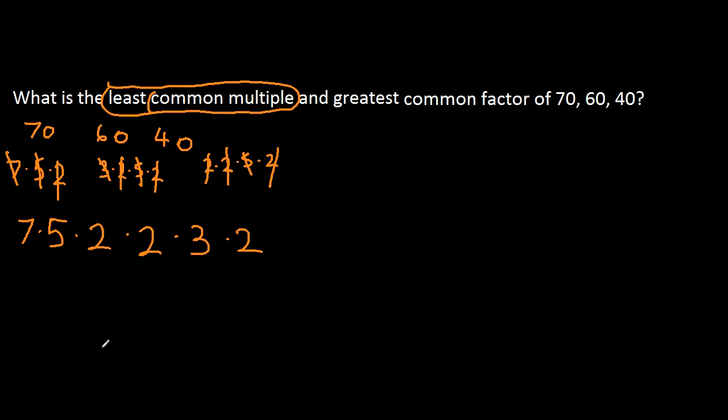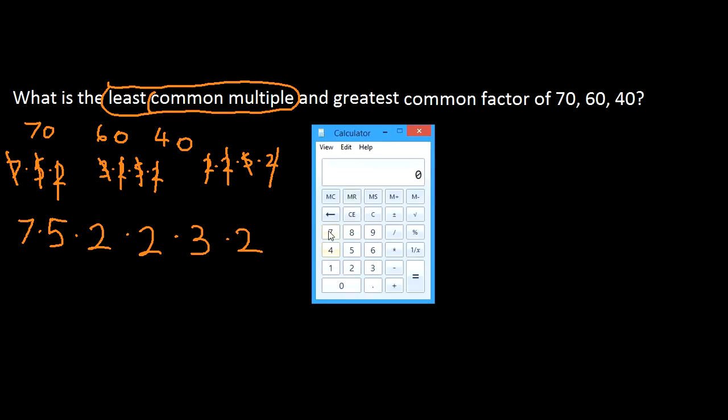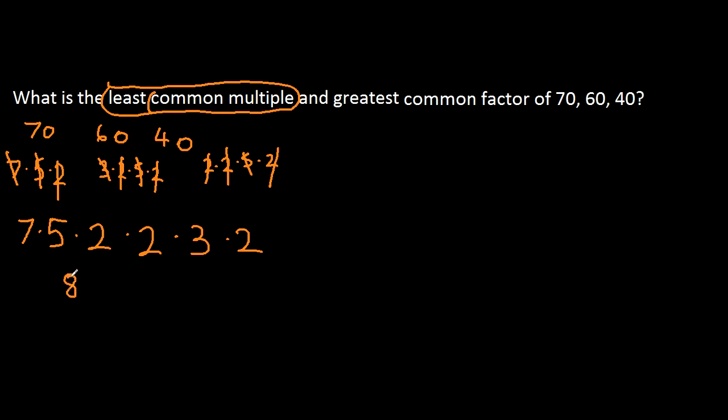So let's just do it. Let's get our calculator out real quick. Alright, so now we have our calculator out, and we'll type in 7 times 5 times 2 times 2 times 2. There we go, we got three 2s, and then times 3, which gives us 840. And this is our least common multiple. So 840 is the LCM. Alright, so now we've got the LCM part down.